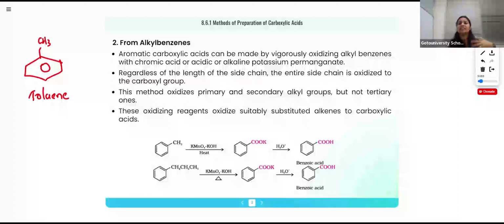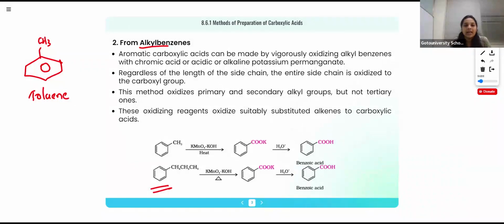Then you can add CH2CH3, meaning an ethyl group also we can add. It will be ethyl benzene. A propyl group we can add, that will be propyl benzene, like this one. So any alkyl group containing benzene we commonly call an alkyl benzene. So you can convert the alkyl benzenes to acids.